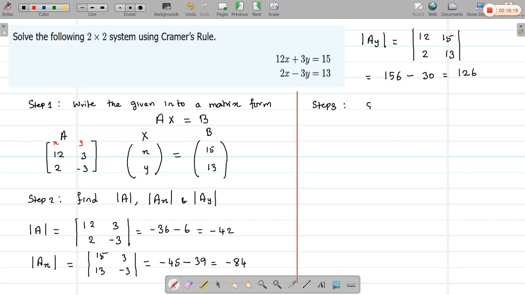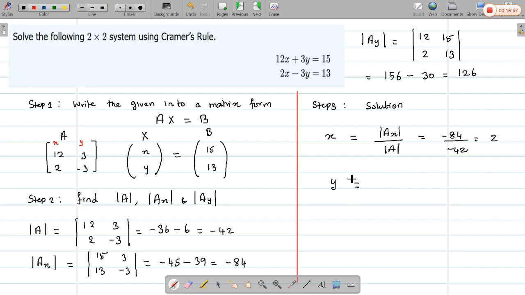Step 3. So in step 3, we are going to write down the solution. Right? So what do you want to find? We need to know what is X and we need to know what is Y. To find the value of X, the rule is the determinant of Ax over the determinant of A. What is Ax? Minus 84. What is the determinant of A? Minus 42. If I simplify, what is the value of x?